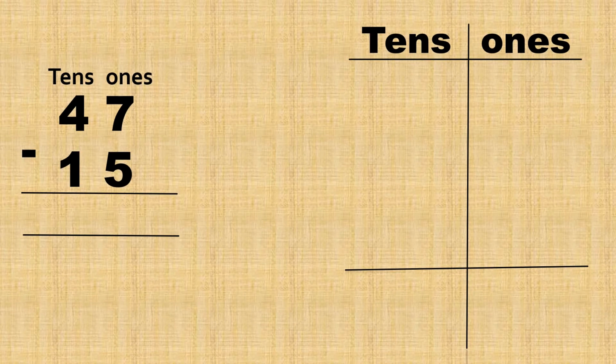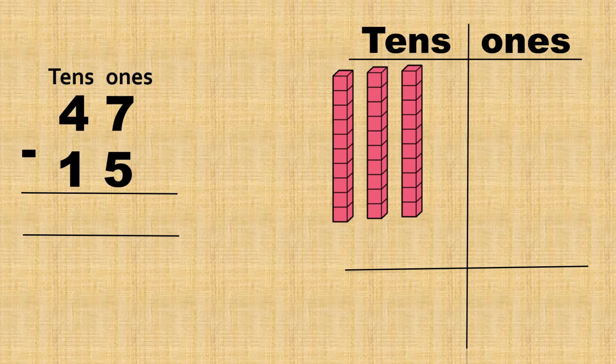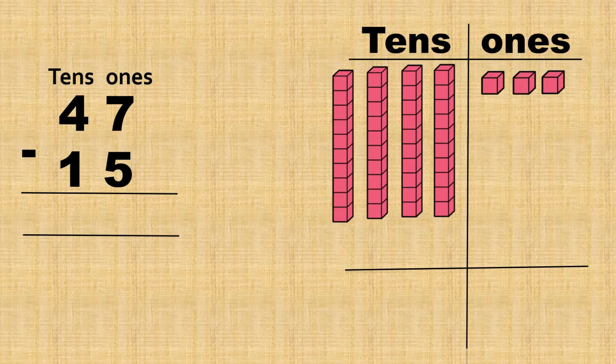Let's represent the number 47 using place value box. The number 4 is in the tens place. Represent the number 40. We can show 4 tens block. 1, 2, 3, 4. Similarly, the number 7 is in ones place. Can be shown by using 7 ones block. 1, 2, 3, 4, 5, 6, 7.